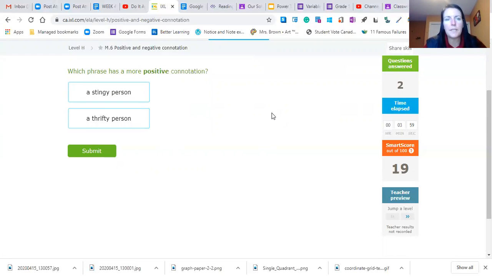Okay, positive and negative connotation. Which phrase has a more positive connotation? A very stingy person or a thrifty person? Somebody who's stingy is somebody who is like, nope, I'm not going to share with you. I'm going to hold on to what's mine and I'm not going to let other people have any of it. That's being kind of stingy. But the same person, same situation, is, well, I don't have a lot of money, so I can't actually give you stuff. I'm going to work to be able to use my resources very wisely.